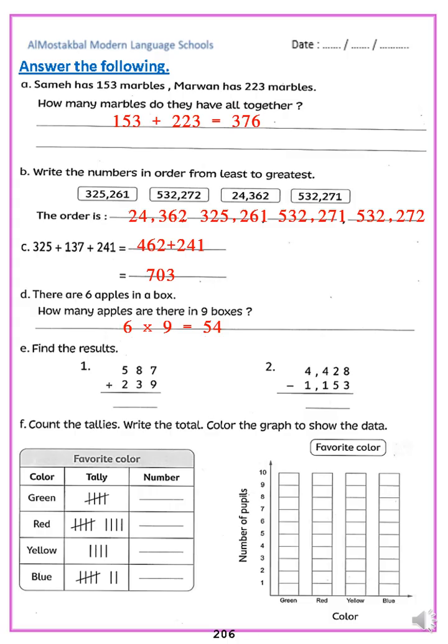Find the results. 587 plus 239. We will add the ones together and tens together and so on, okay? 7 plus 9 equals 16. Write 6 in ones place and carry up 1. 1 plus 8 plus 1 equals 10. Then 10 plus 3 equals 13... Write 2 in the tens, okay, and carry up 1. 1 plus 5 equals 6. 6 plus 2 equals 8. So the answer is 826.